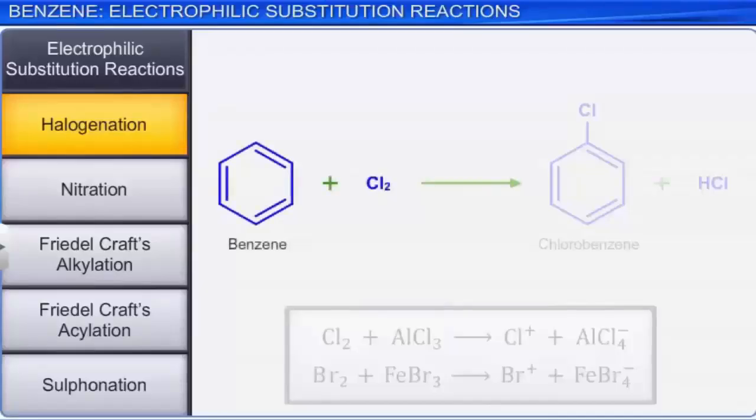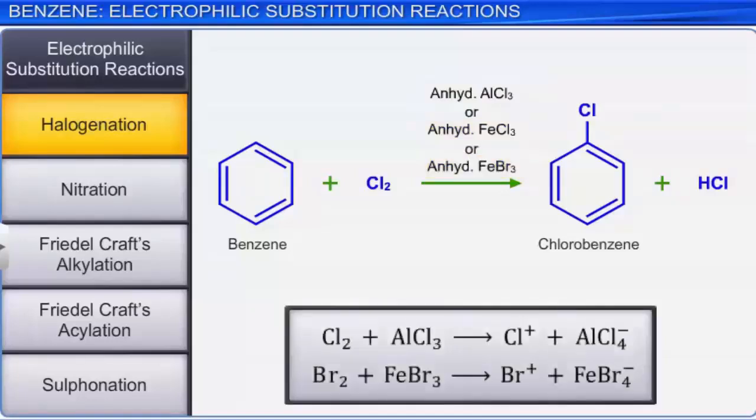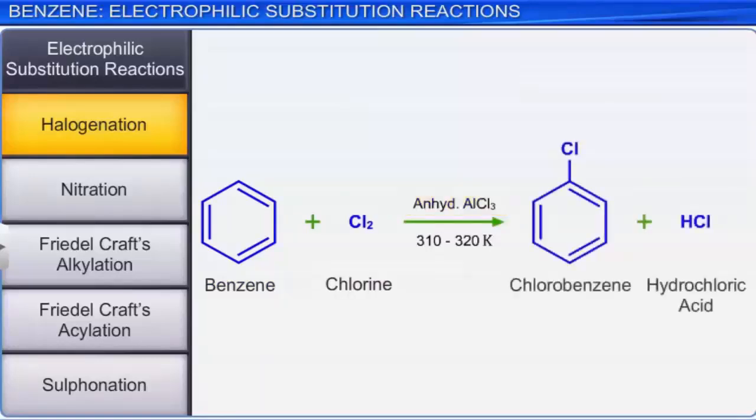Usually, the halogenation takes place in the presence of a Lewis acid such as anhydrous aluminium chloride or ferric chloride or ferric bromide, as they help in the generation of electrophile, that is, halonium ion. When benzene is treated with chlorine in the presence of anhydrous aluminium chloride, it results in the formation of chlorobenzene.